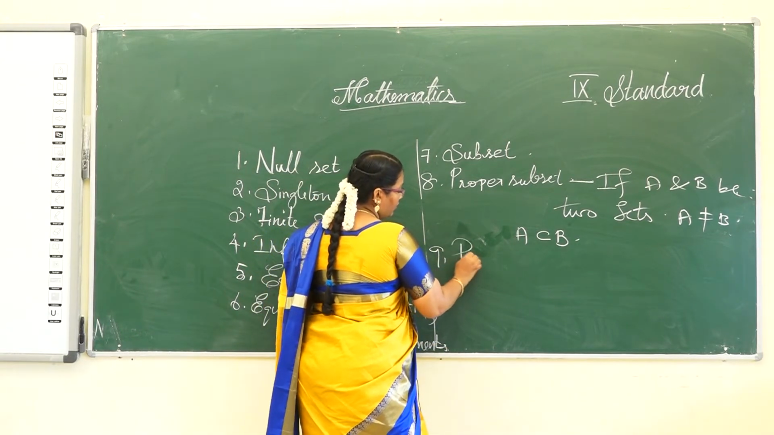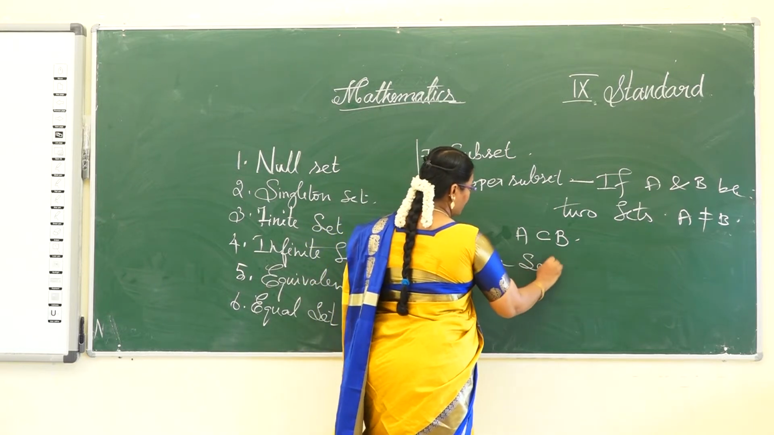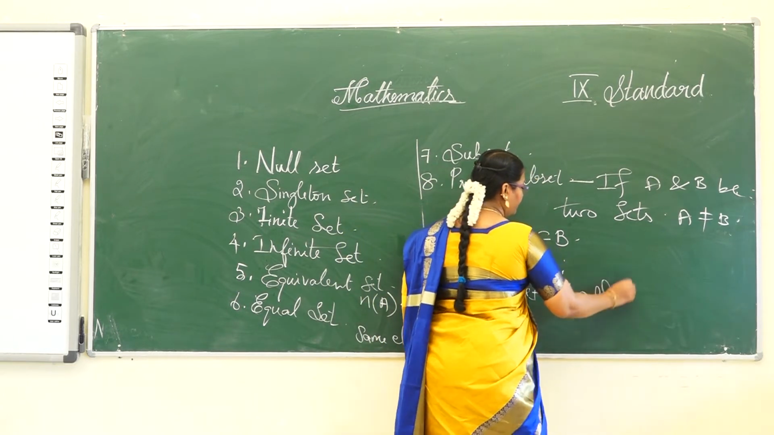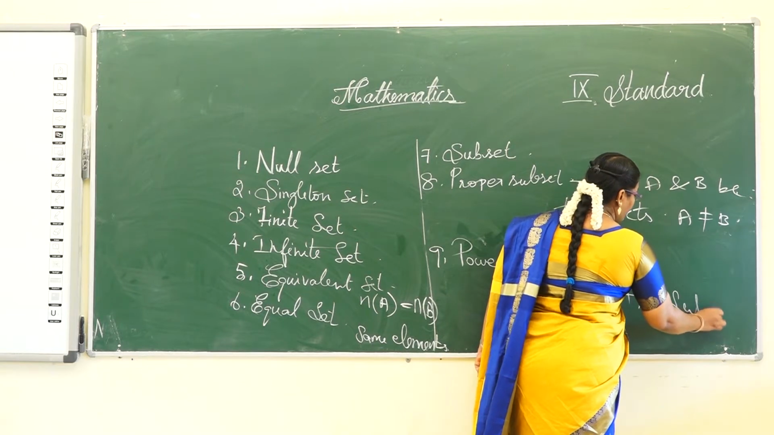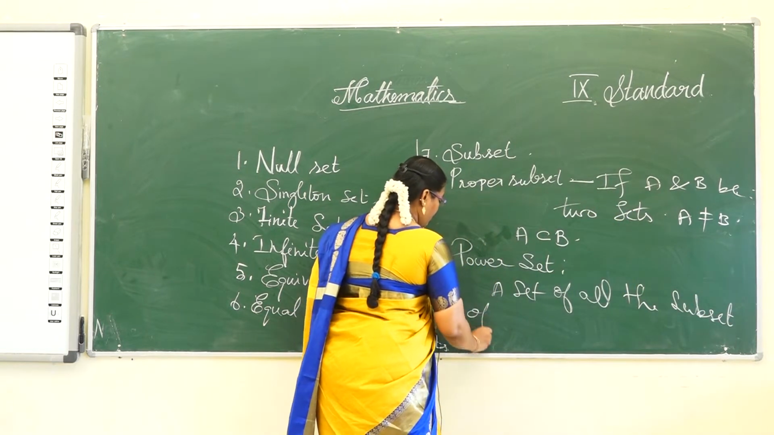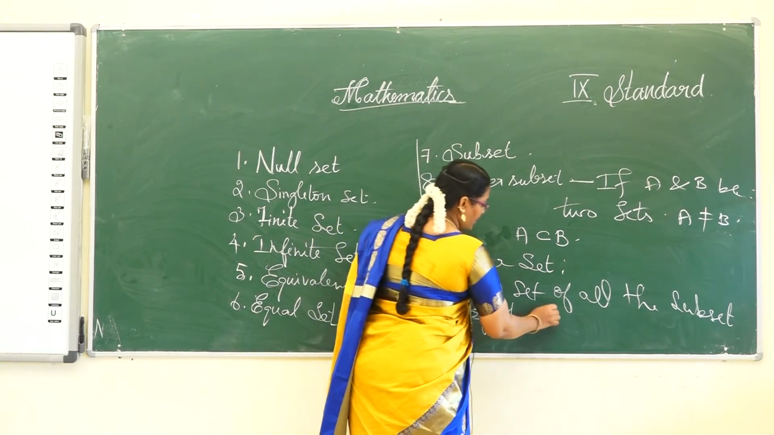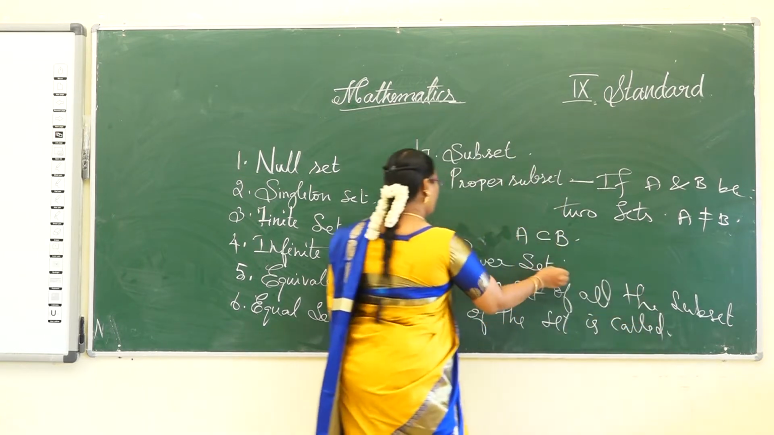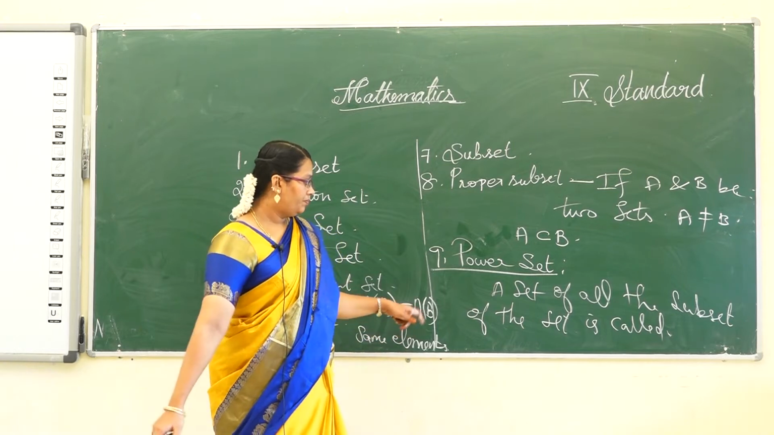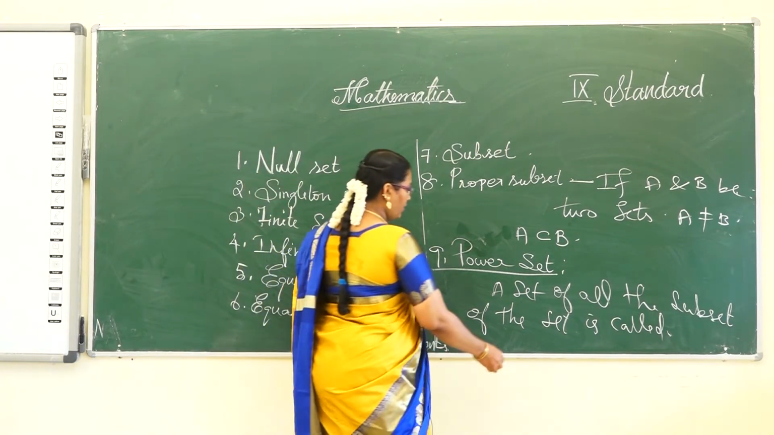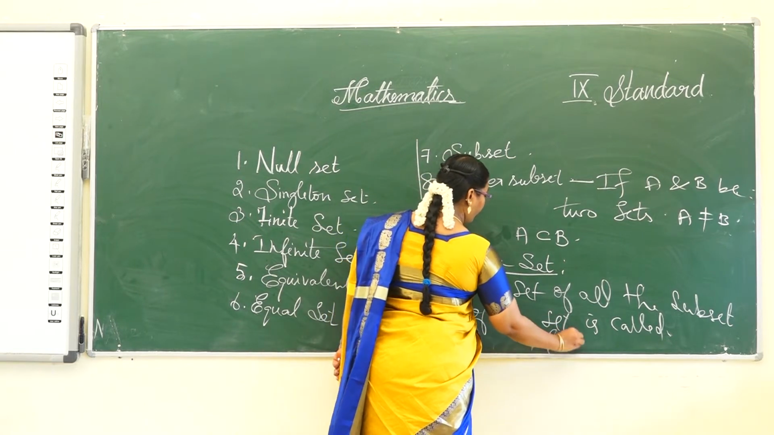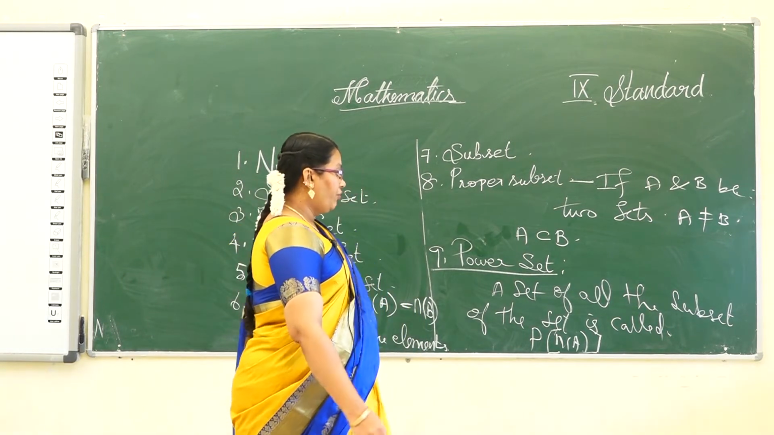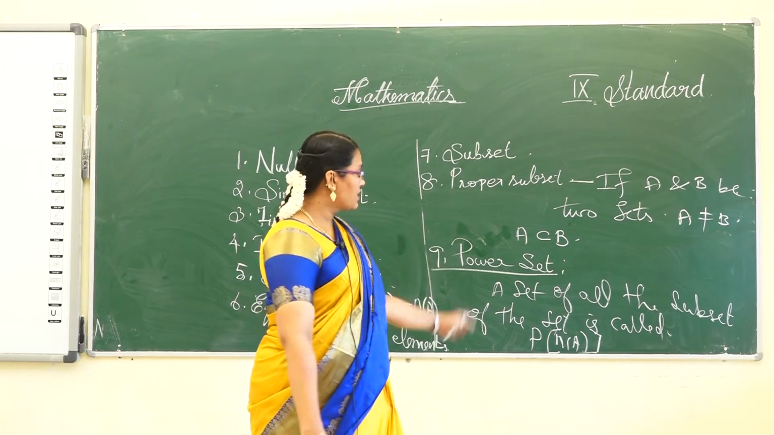Ninth one, power set: the set of all the subsets of a set is called the power set, and it is denoted by P of A. I hope you understood the previous class concepts.